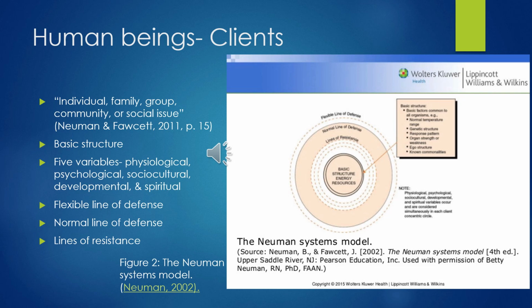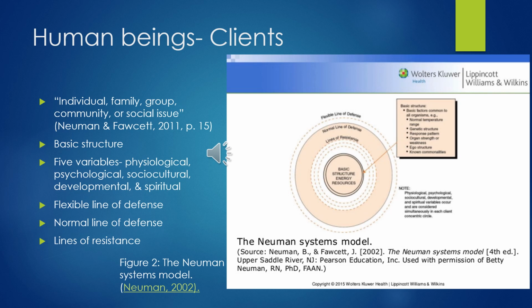The outer broken circle of the diagram is the flexible line of defense for the client. The flexible line of defense is a protective buffer for the normal line of defense. The normal line of defense is depicted in the diagram as the first solid concentric line just inside the flexible line of defense and is specific to the current state of the client. This line is influenced by coping patterns, lifestyle factors, developmental and spiritual factors, cultural experiences, and system variables. The lines can change over time based on stressors, experiences, and wellness levels.